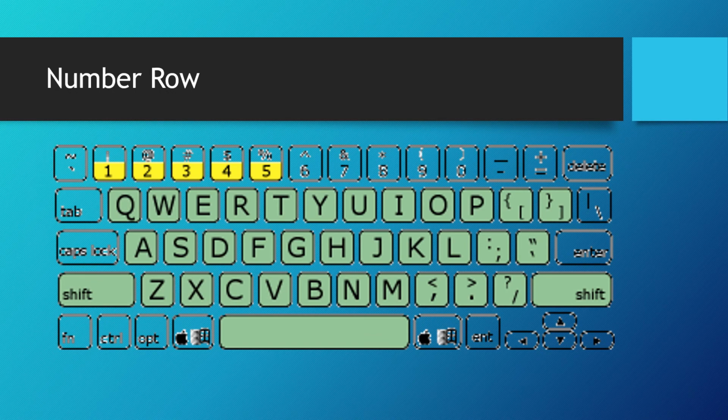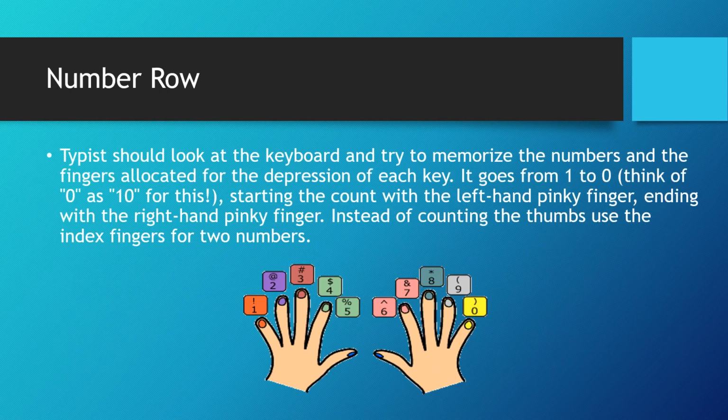Now the number row. A user can learn the number row by arrangement of keys. A typist should look at the keyboard and try to memorize the numbers and the finger allocated for the pressure of each key. It goes from 1 to 0. So we start counting with the left hand pinky finger. It means we start counting from A. A is for 1, 2, 3, 4. This is ASDF. And 5 is for your thumb. 6 is for the second thumb.